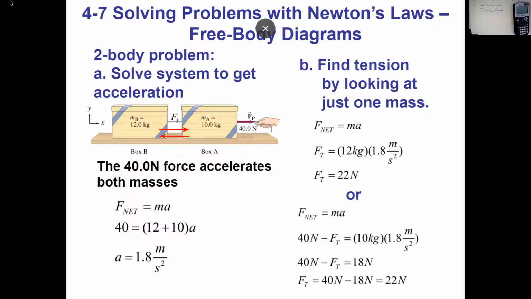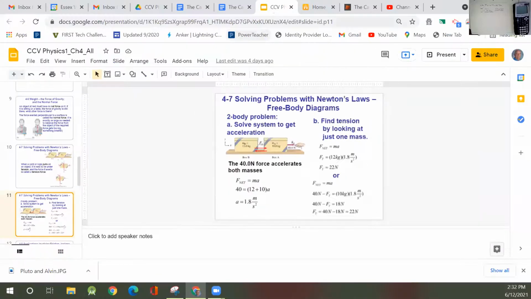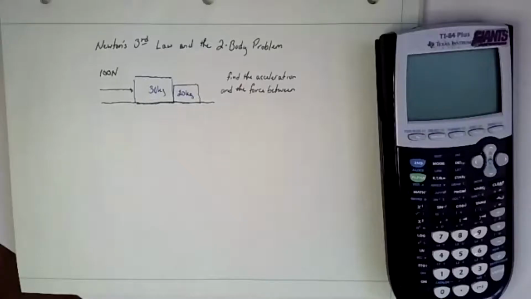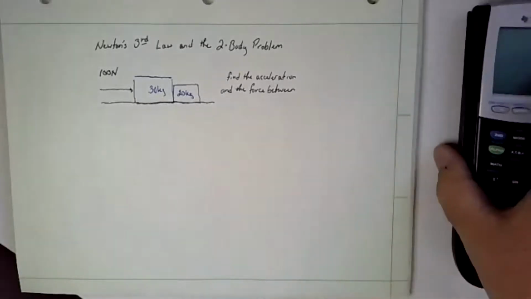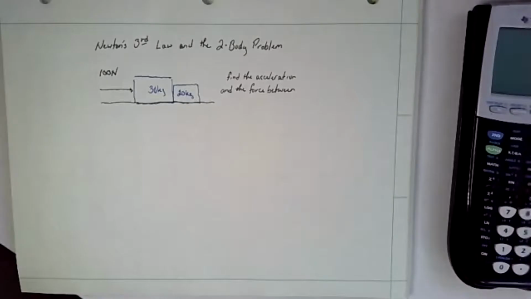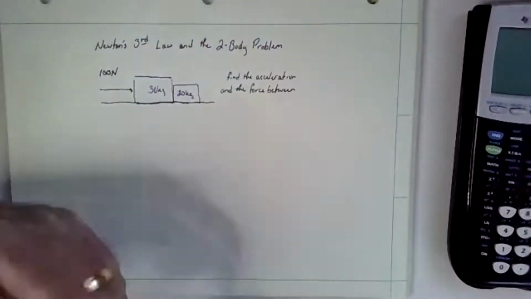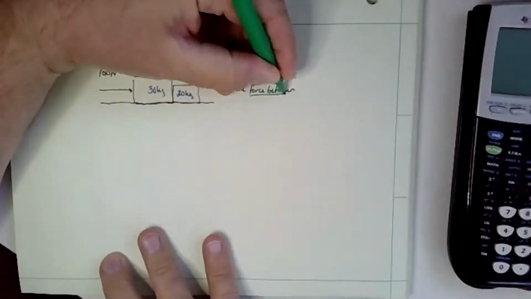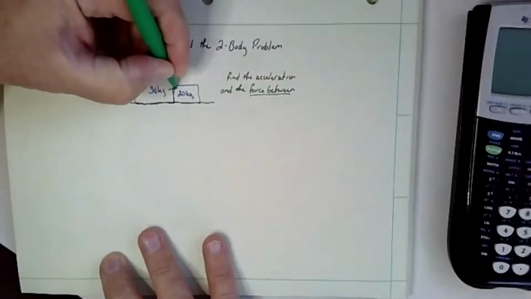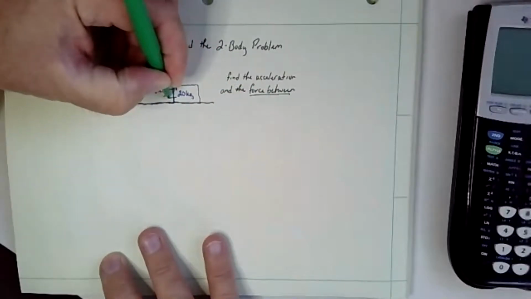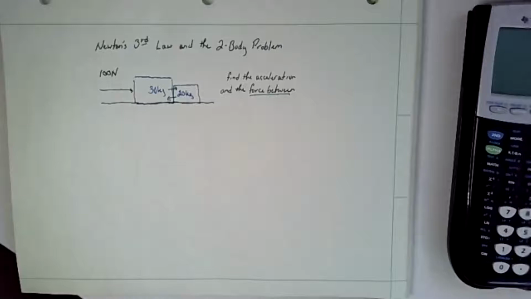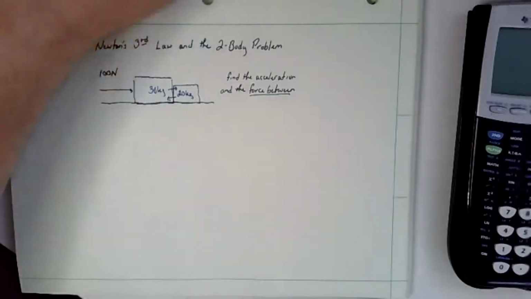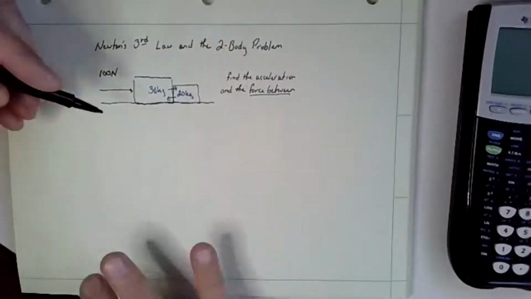Let's go back and take a look at the problem that we started off with. The force between is an internal force because the 30 pushes on the 20 and the 20 pushes on the 30. But the best way to do this is to start off and solve the system.